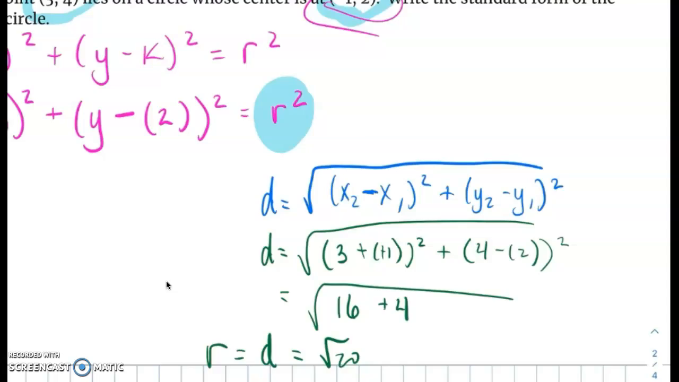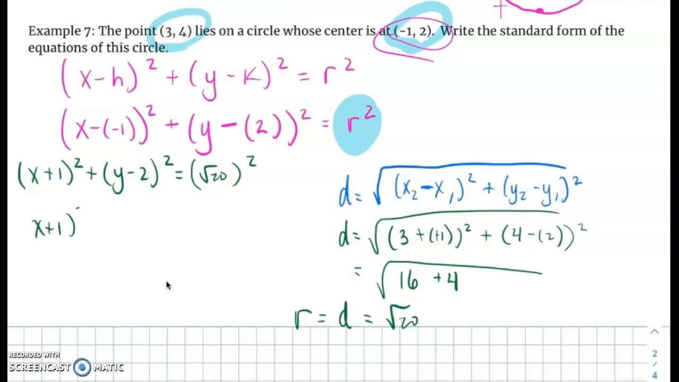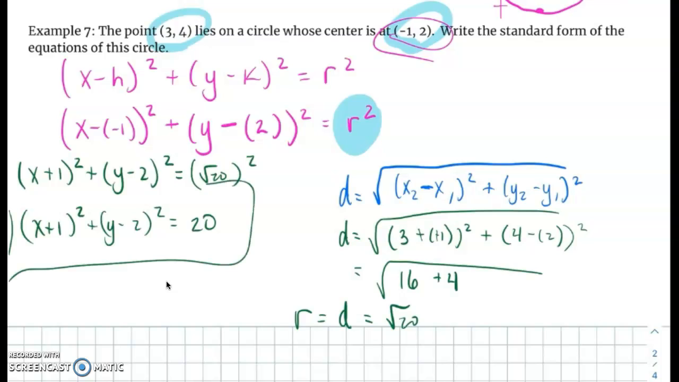So then if I plug that in, I have (x plus 1) squared plus (y minus 2) squared equals the square root of 20 squared, which is just going to be 20. I'm rewriting that. And that is the standard form equation of the circle that they described.